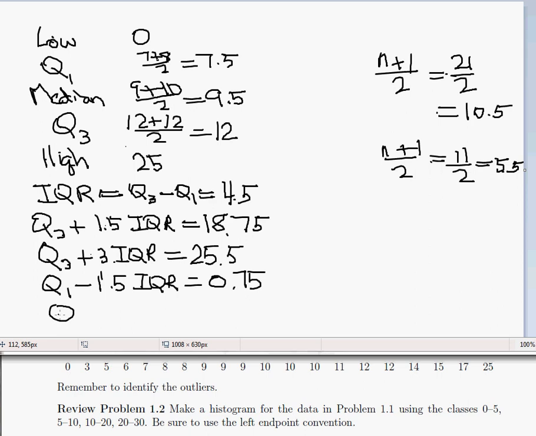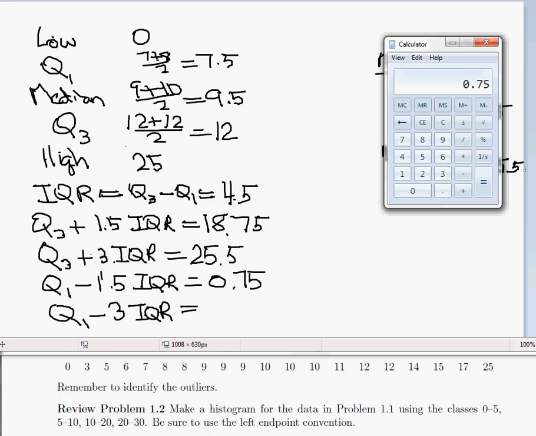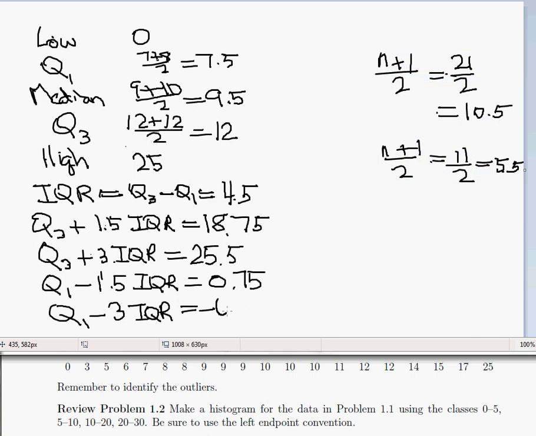If I figure out Q1 minus 3 IQR, that's going to be a negative number. Let's actually get it. 3 times 4.5 is 13.5. So I need to take Q1, which is 7.5, minus that, and I get negative 6. Clearly, everything is bigger than negative 6, and so I will not have any probable outliers for this data set.